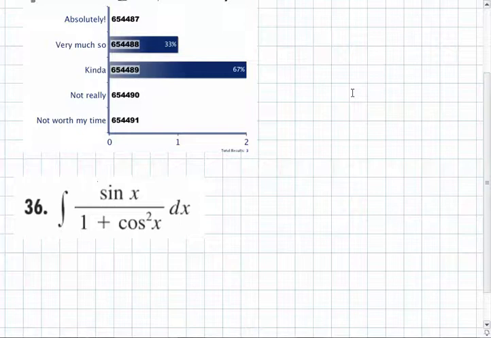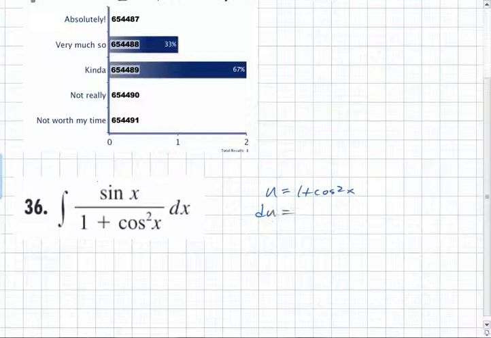What method are you going to try to use on this? U-substitution. What do you think u should be? Yeah, 1 plus cosine squared x. Tacking on constants is okay because what's the derivative of a constant? 0. So you have du is 2 cosine x times what? Times negative sine of x.